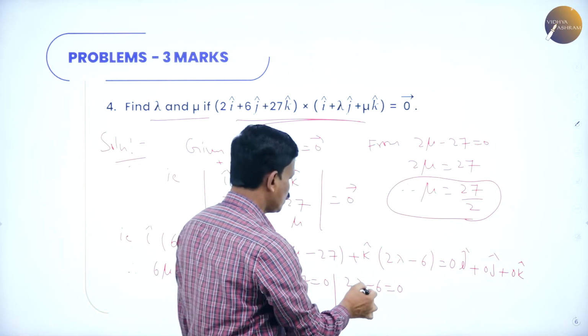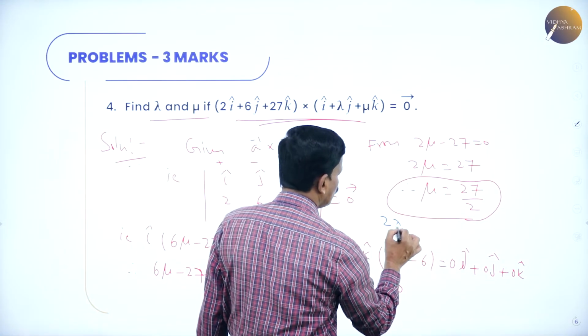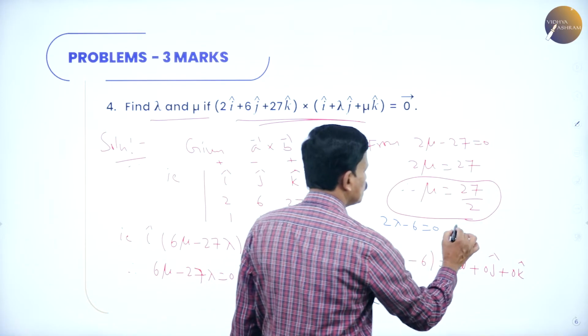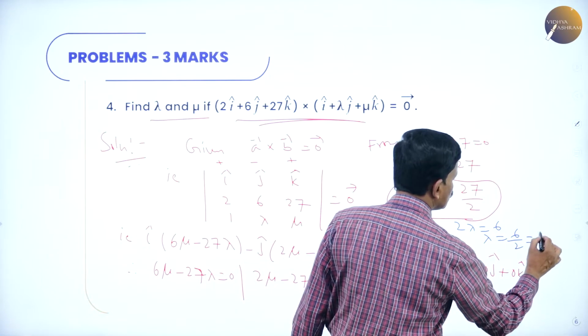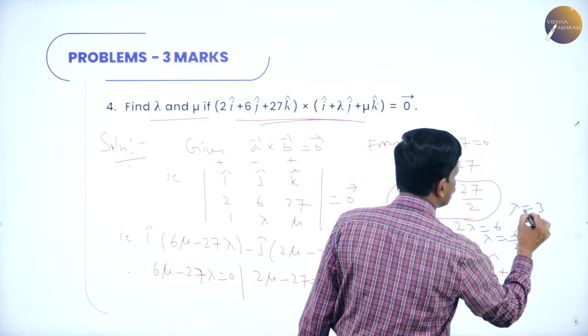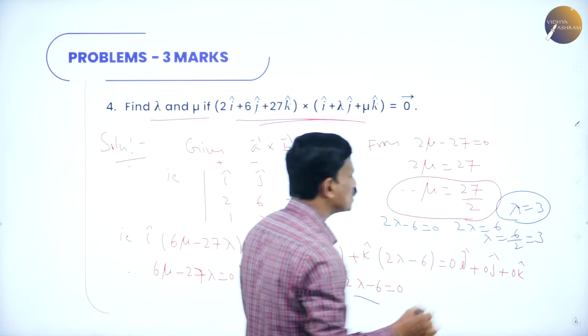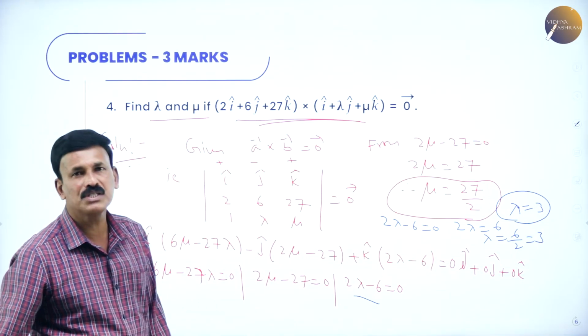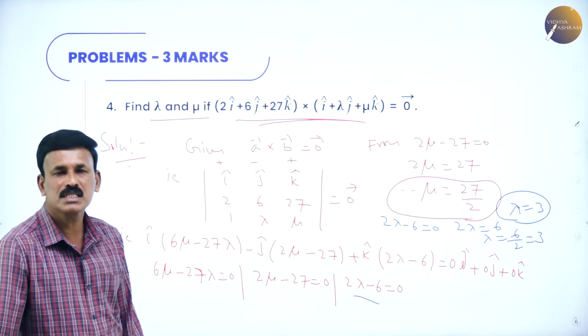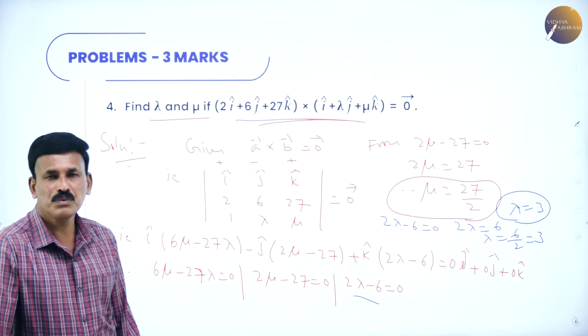Okay. So for lambda, equate this: 2 lambda minus 6 is equal to 0. 2 lambda is equal to 6. Lambda is equal to 6 by 2 is equal to 3. Lambda is equal to 3. So these are the values. So mu is equal to 27 by 2 and lambda is equal to 3 is the required answer. That's it. Okay. Hope you followed.